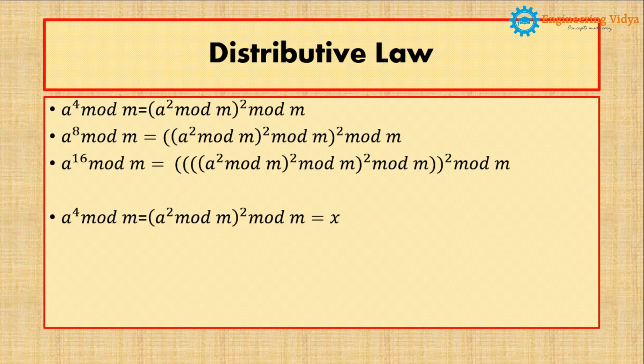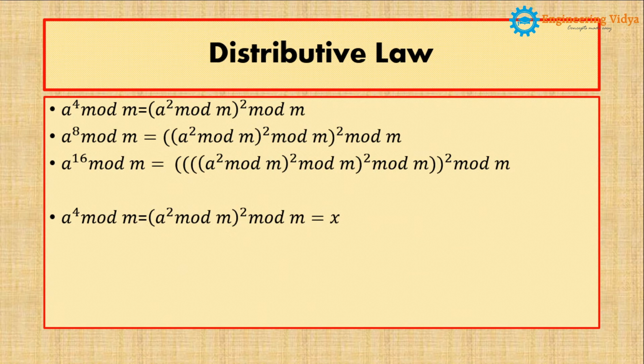Here, if you want to calculate a power 4 mod of m, the rule is very simple, as we have performed earlier. First you take a square mod of m and then square it mod of m, and whatever result comes, you can consider it as x. So it will reduce the complexity of the previous case, and how the complexity is reduced, we're going to see now.